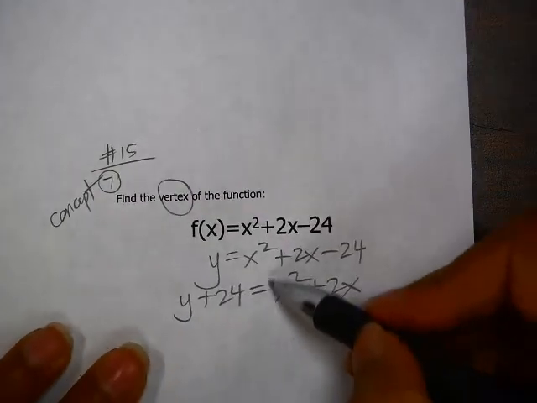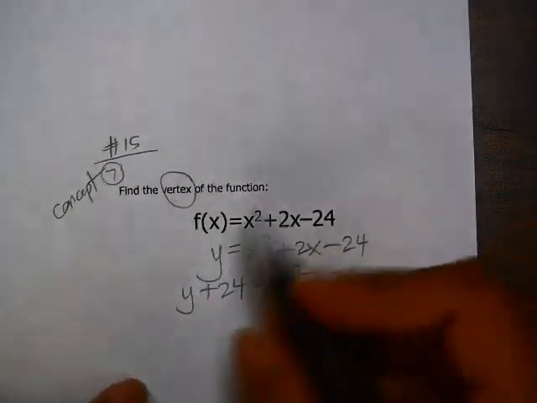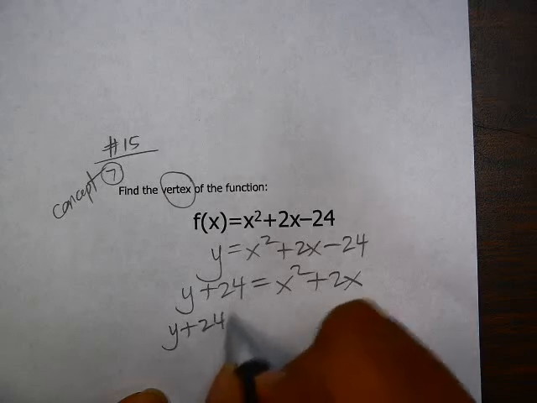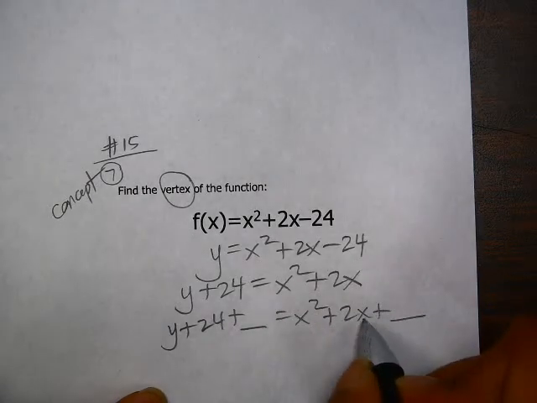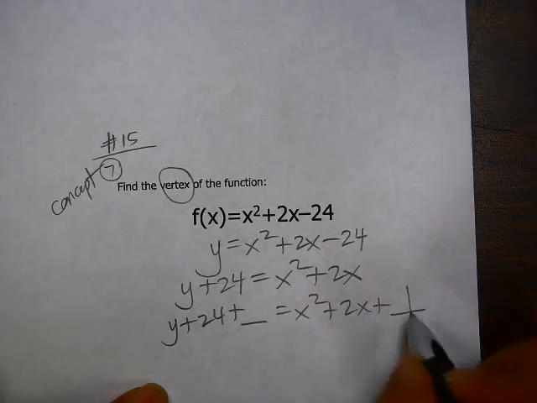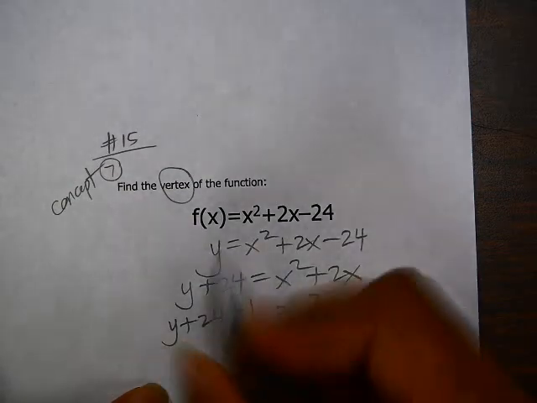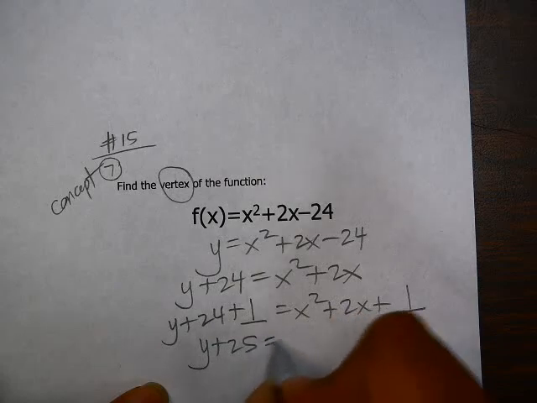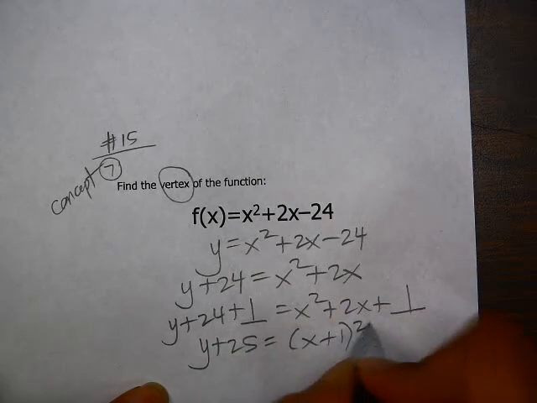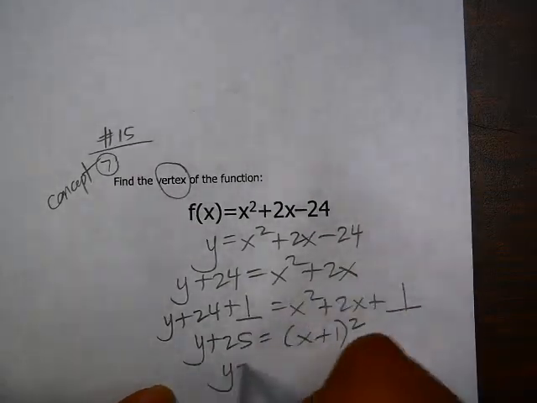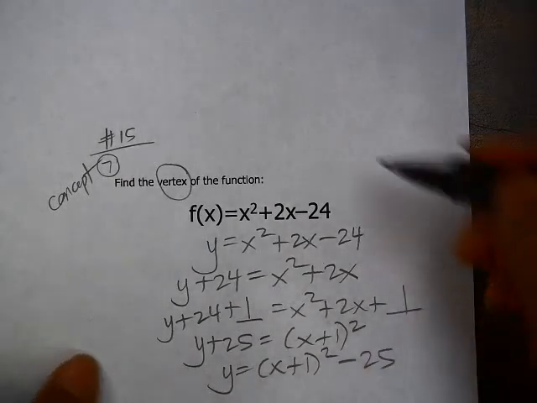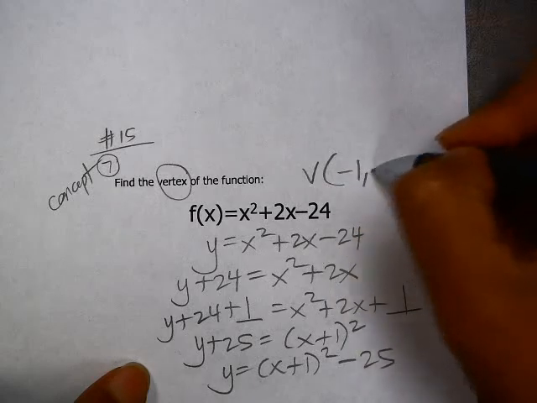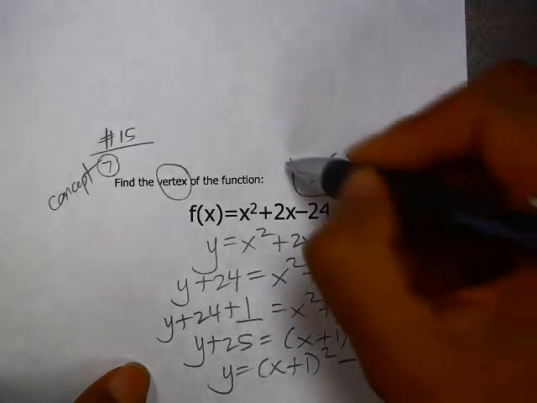Here my a value is 1, so I don't have to factor out my a value. I can go ahead and complete the square as my next step. So b divided by 2 is 1, 1 squared is 1. I can add a 1 over here as well, so that's y plus 25 equals x plus 1 squared. So our vertex of this function is at -1, -25.